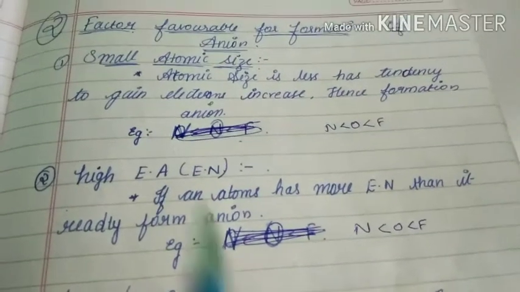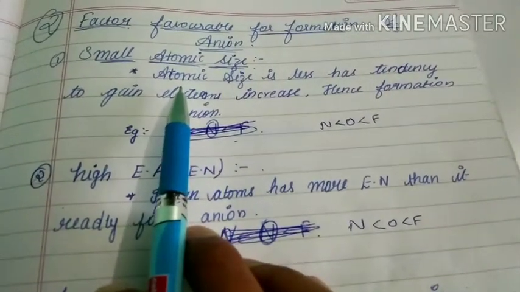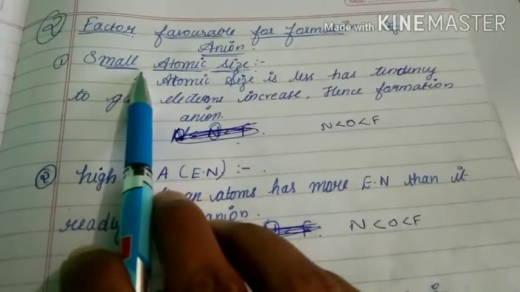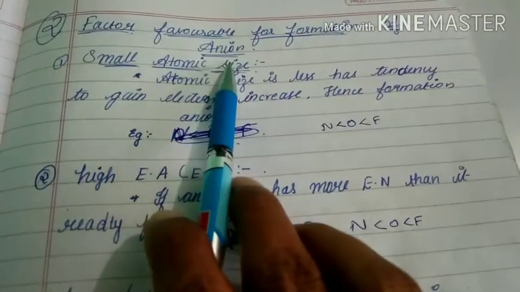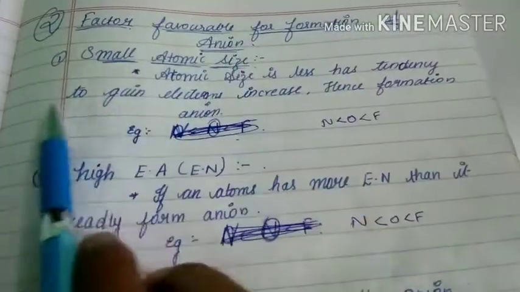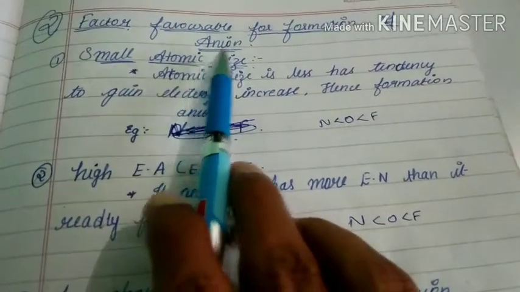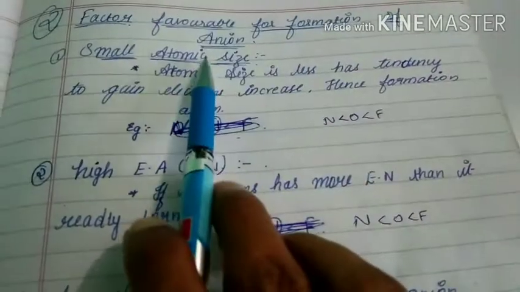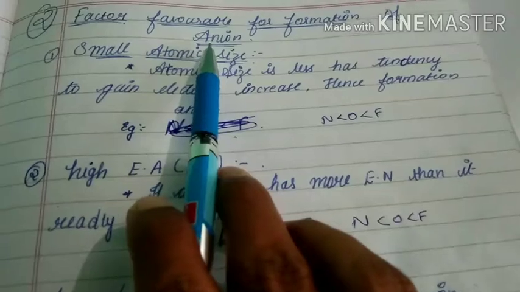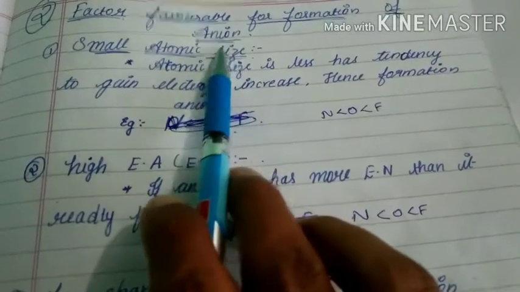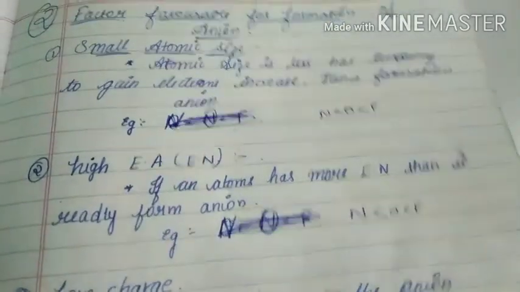Next, in the topic, one more topic is there, that is factors favorable for the formation of anion. In the previous video, we discussed factors favorable for the formation of cation. Now, we will discuss factors favorable for the formation of anion.